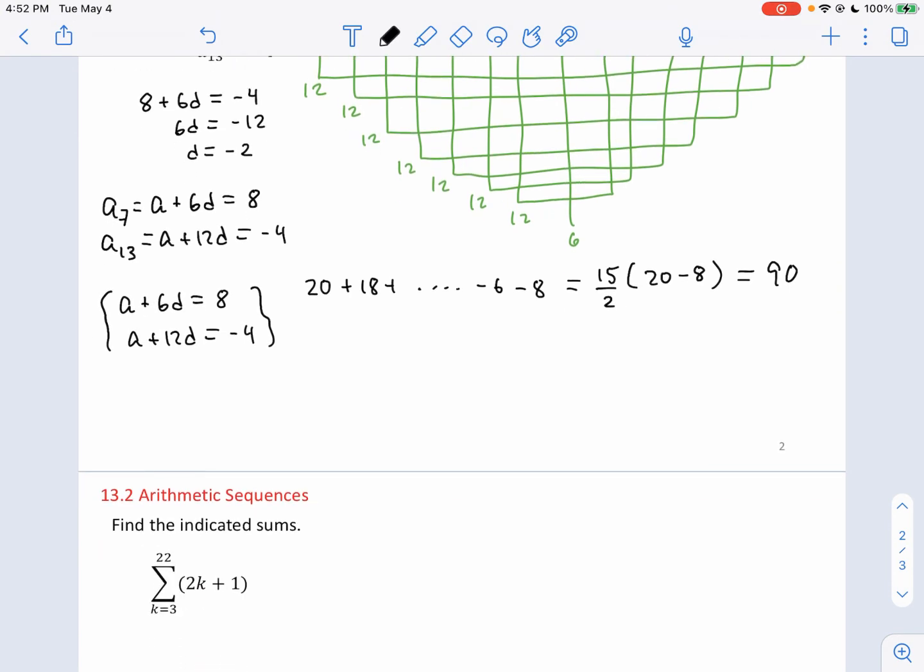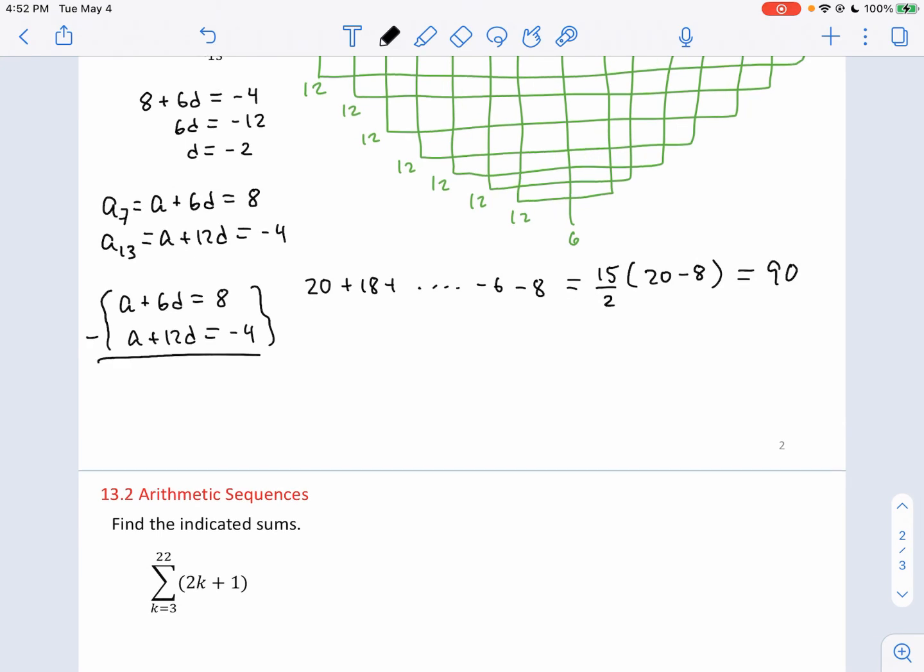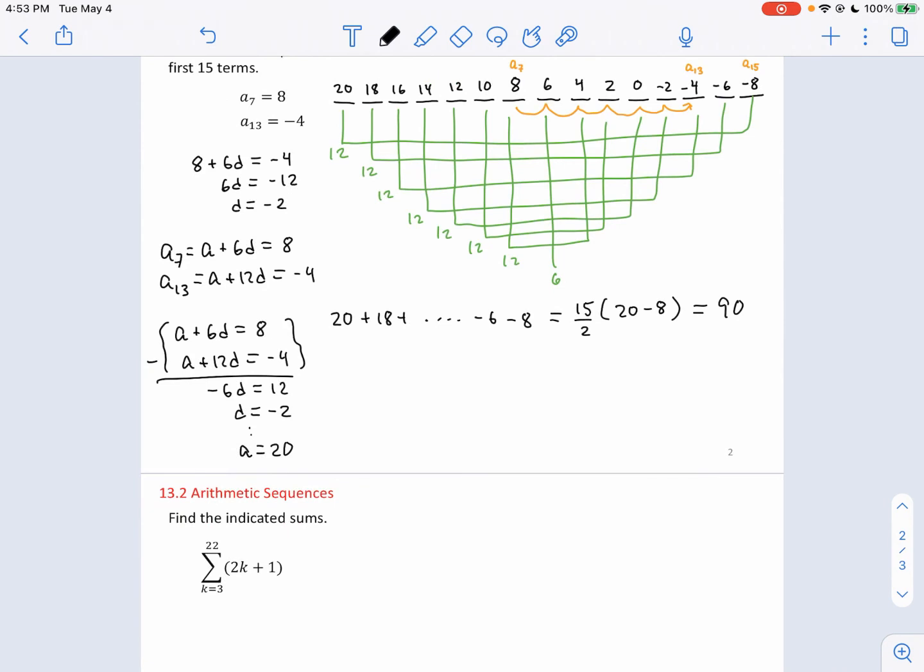And if we were to subtract the two equations, the a's would cancel. We get negative 6d is 12, because I'm going to do 8 minus negative 4. That's going to be 8 plus 4, which is 12. And that gives me d is negative 2. And then once I know d is negative 2, I can plug it into this equation right here and solve for a. If d is negative 2, then this will be negative 12, which I add to the 8 side, giving me 20. a is 20. So here's just an alternate way to figure out what d and a are by creating this system of equations and solving for a and d.